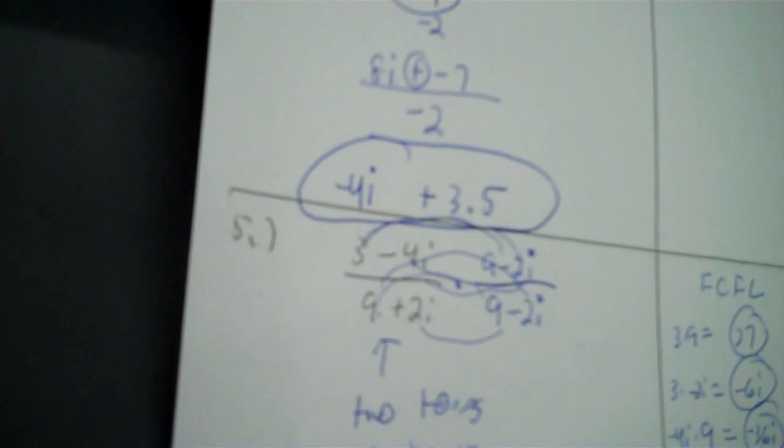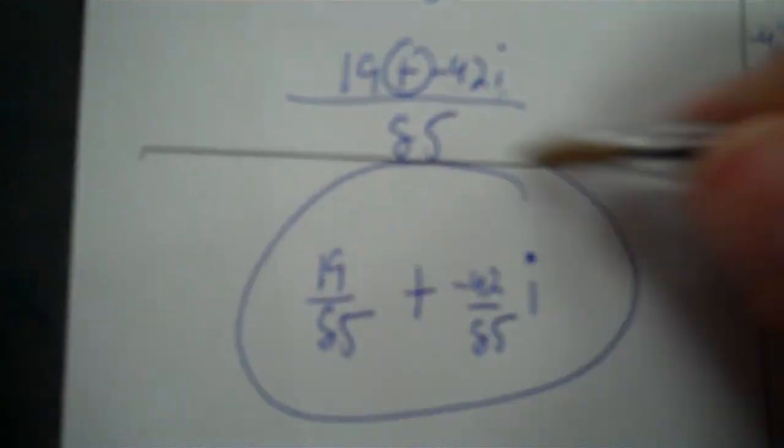Now you drop that plus, okay? And the i is the second one, so the i is placed here. So I divide 19 by 85. Don't like that second parenthesis, so it'd just be 19/85. Then negative 42 divided by 85. I don't like that second parenthesis. Negative 42/85, i. Okay, there you go.